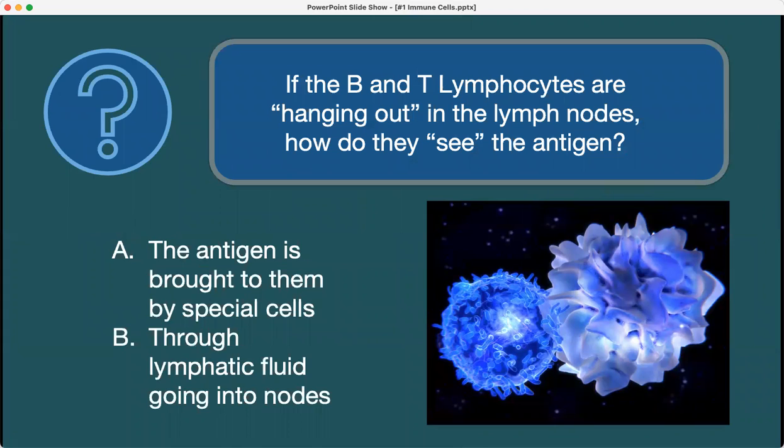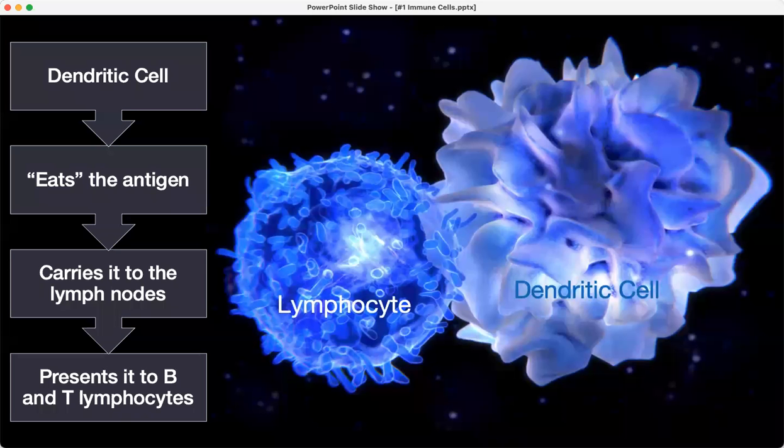So if the B and T lymphocytes are hanging out in the lymph nodes, how do they see the antigen? How do they get exposed to the antigen? So A, is the antigen brought to them by special cells or through lymphatic fluid going into the lymph nodes? The answer is the antigen is brought to them by special cells. And these special cells are dendritic cells.